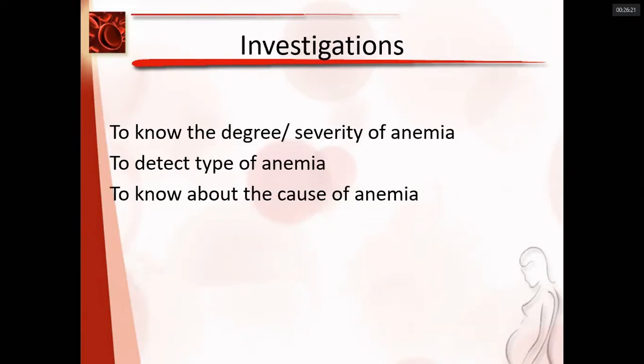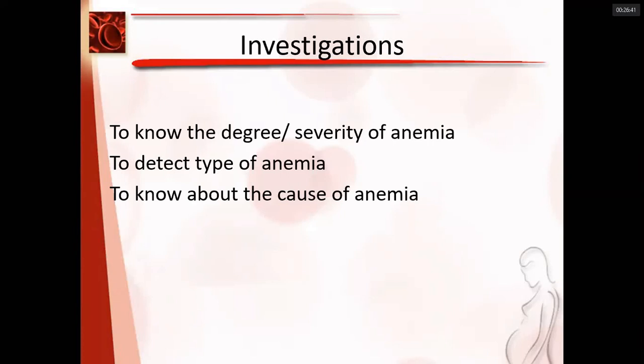So how do we investigate? Why do we need to investigate is basically, we have to know the degree or severity of anemia. We have to detect the type of anemia and know about the cause of anemia. All these things are important from the management point of view. So we need investigations basically for these three purposes.